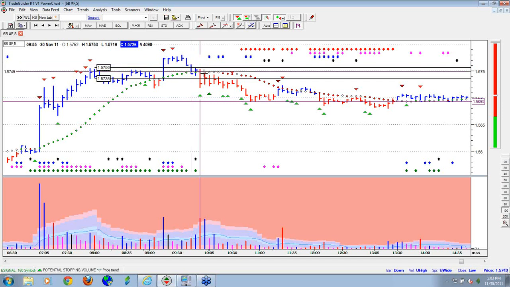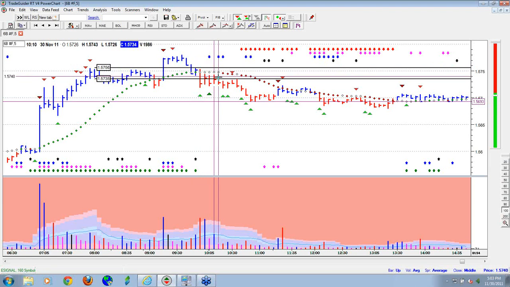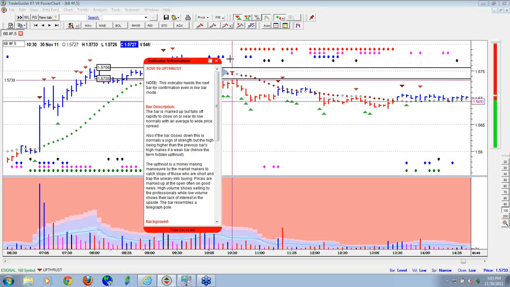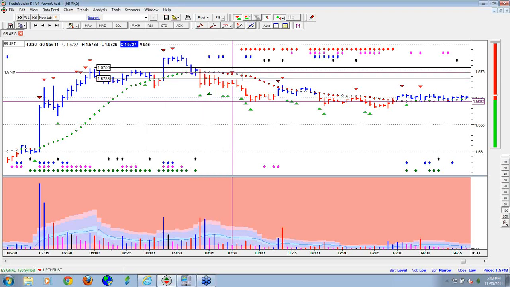And then all I'm looking for is the red bars in Trade Guider to come in. And here they are, they began to come in. The market moved sideways as the trade began to develop. Then I got my confirmation, so I got my upthrust. And then from there on, it just drifted down right to the round number.